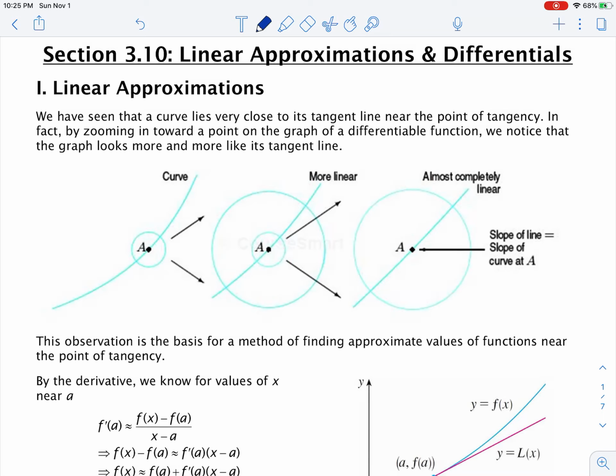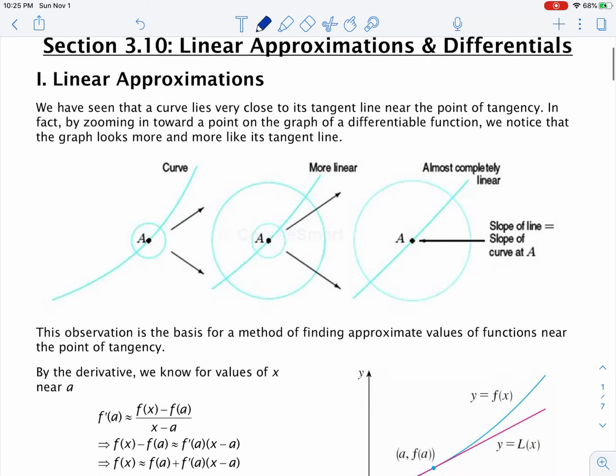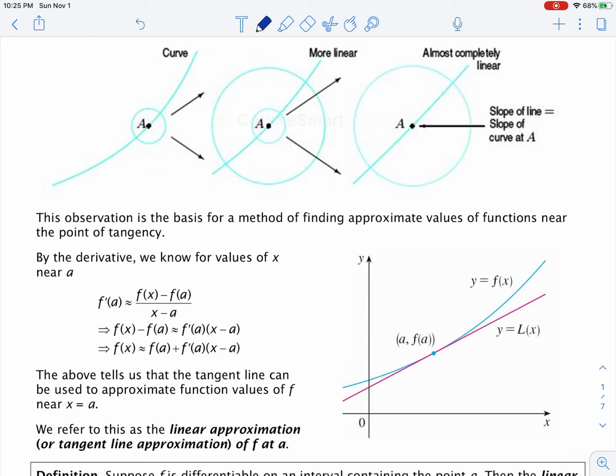Hello, people. This is section 3.10 from Calculus Early Transcendentals, James Stewart, 8th edition, and we are talking about linear approximations and differentials. So what is the central idea in first semester calculus? The biggest issue, or the biggest concept, is the equation of the tangent line. And why do we study the equation of the tangent line?